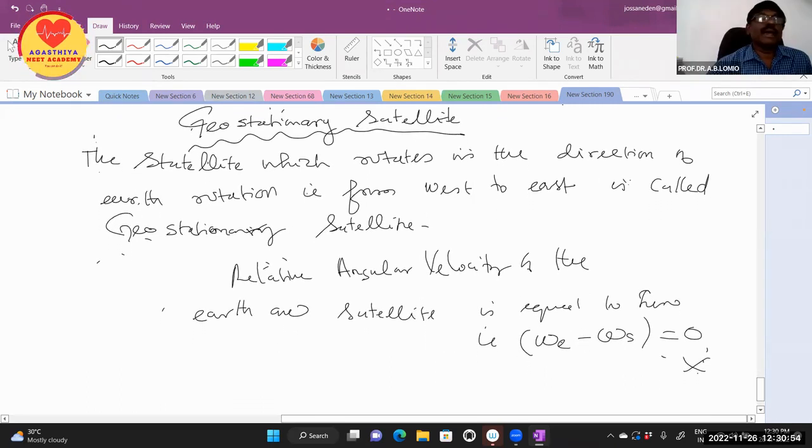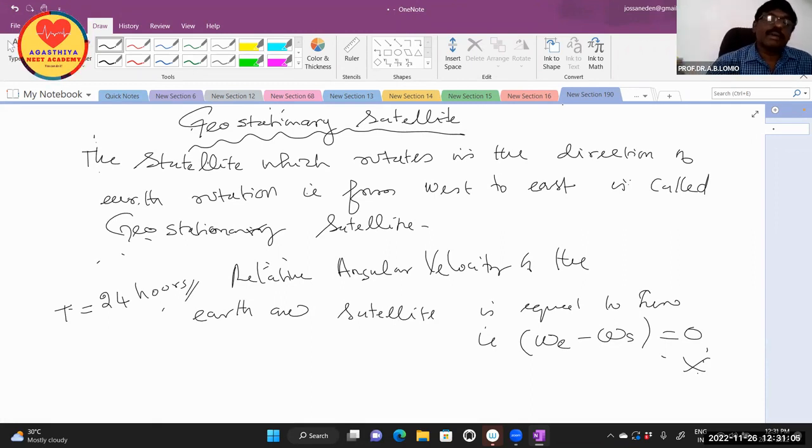For time period, what is the time period of this geostationary satellite? 24 hours. How long does the Earth take to rotate once? 24 hours. But time period of geostationary satellite is 24 hours.